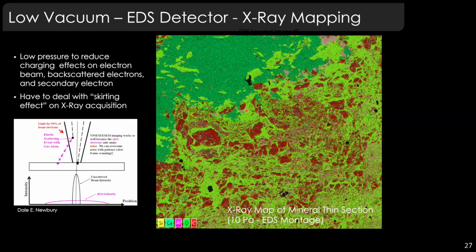But you can see on the map that we have here that we can see fairly well that different elements are distributing out on things. The other thing with this map is that it's also a montage. It actually consists of about 25 individual maps being combined together in a montage. So that's another thing that we can do with the EDS software and with the automation we can do within the microscope.